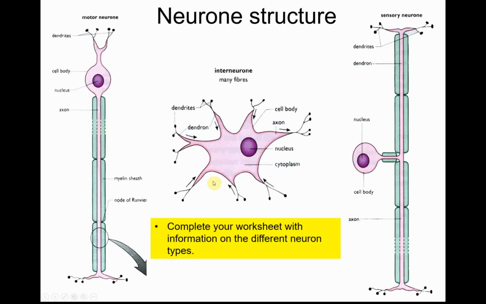Okay, so use your textbook, you've got a worksheet, fill in the worksheet as much as you can with information on the different types of neuron, what they do, where they transmit nerve impulses from and to, etc. Give yourself a minute on that. Oh, more than a minute, maybe 10 minutes.